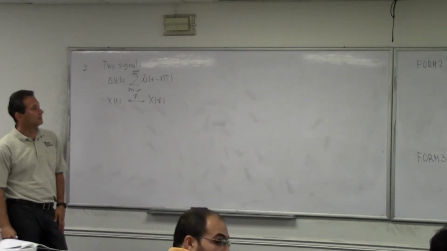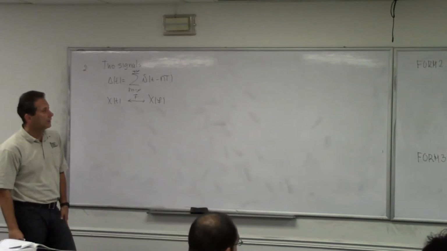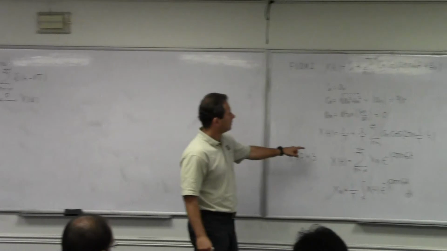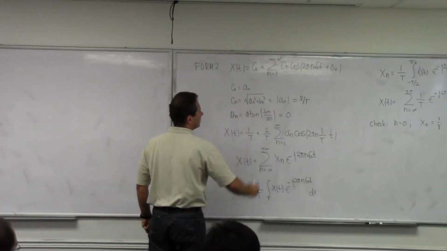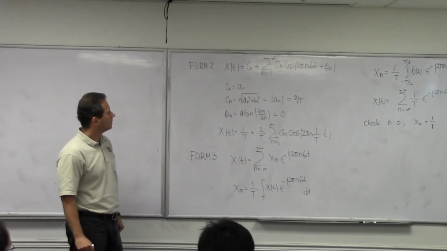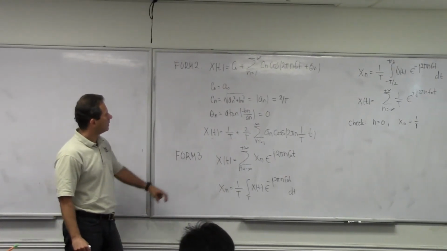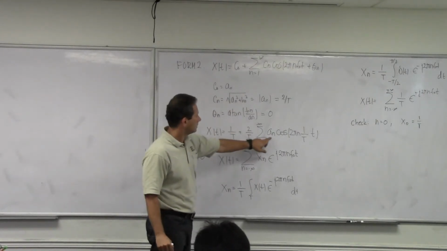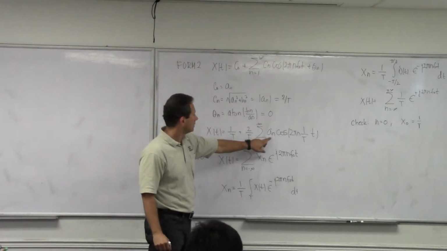Go ahead. Yeah, we'll go back to form 2. In the last step in form 2, I think there is no an before the minus here. I'm talking about the an. An here? No, the last step. Yeah, this one is correct.